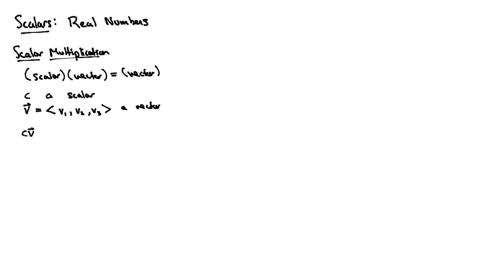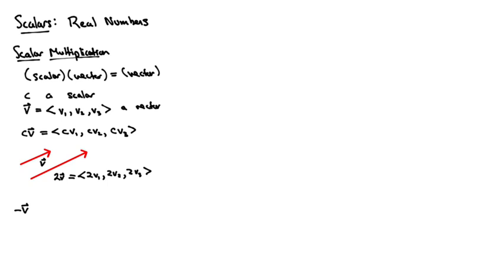c times v is going to be the scalar multiple of c and v. That's a new vector, and all I do in terms of components is to take the components of the vector and multiply each one by the same scalar c. We are rescaling the vector. If I double the vector, if I go 2 times v, then I'll get a vector whose components are twice as much as the original vector, pointing in exactly the same direction, but with twice the length now.